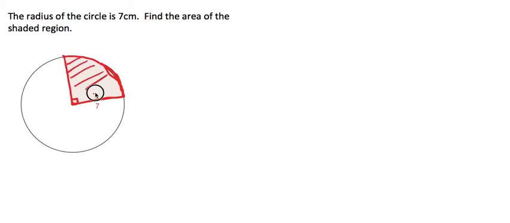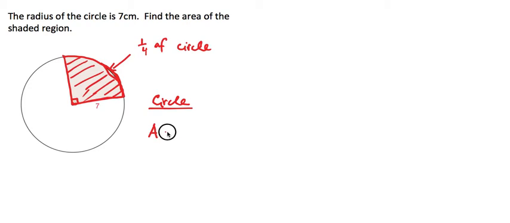this shaded region right here is 1/4 of the circle, right? 1/4 of the entire circle. So if we can find the area of the entire circle, then we could just multiply that by 1/4. And so if you recall, the formula for area of a circle is pi times the radius squared, which is equal to pi times 7 in this case, squared, which gives us 49 pi.